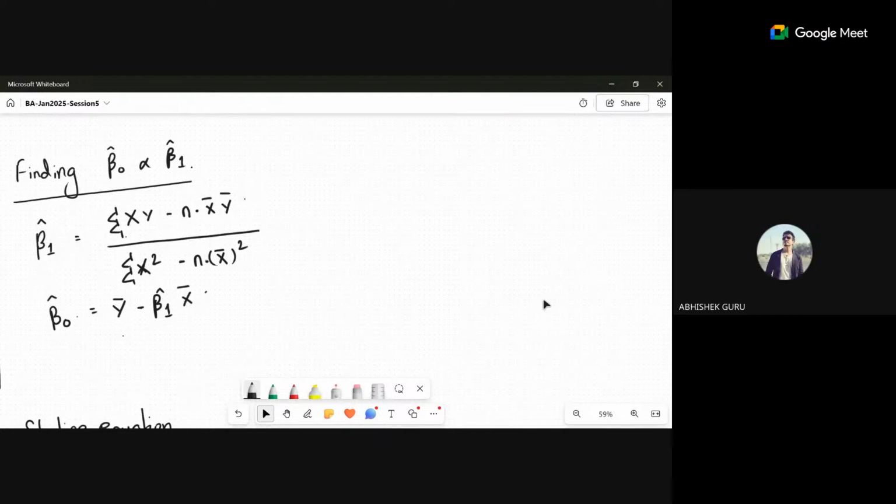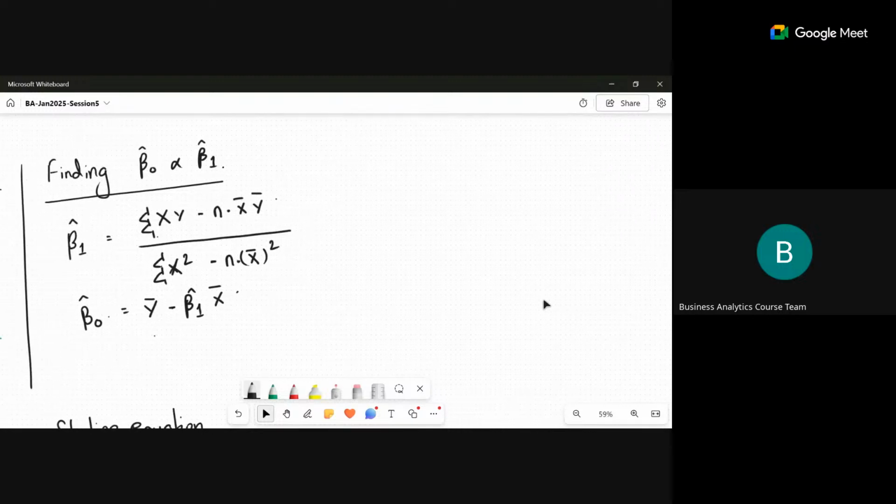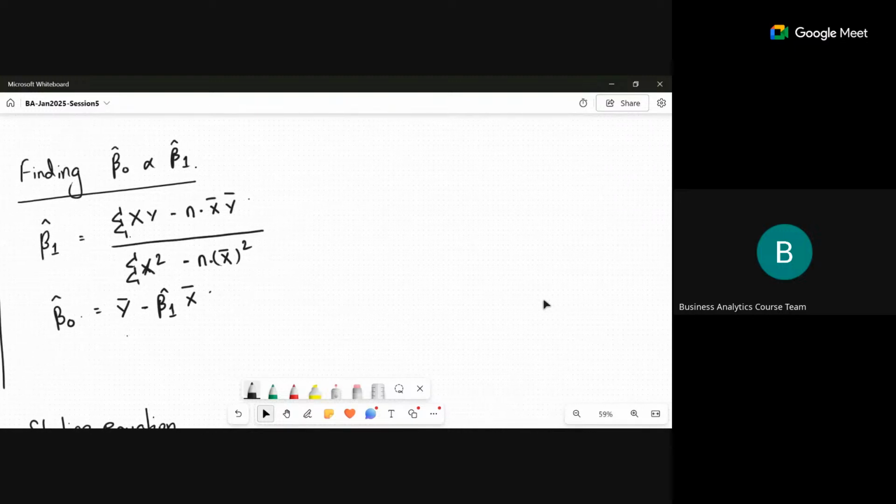Now comes a very interesting point. Sir, for the exam, do we have to memorize these? Yes, this formula you should know. Sometimes we ask, sometimes we don't, but this formula is basic that you should remember. So given a data set, you will find beta 0 and beta 1. All of you with me so far?